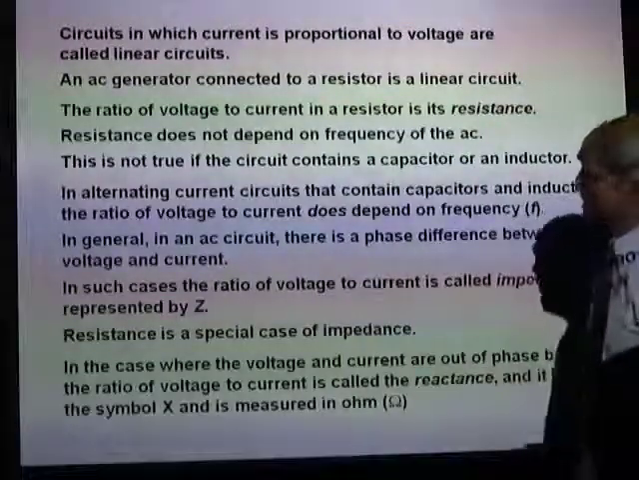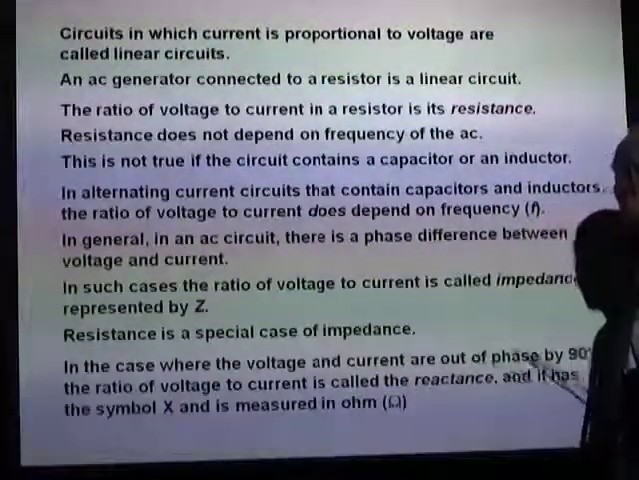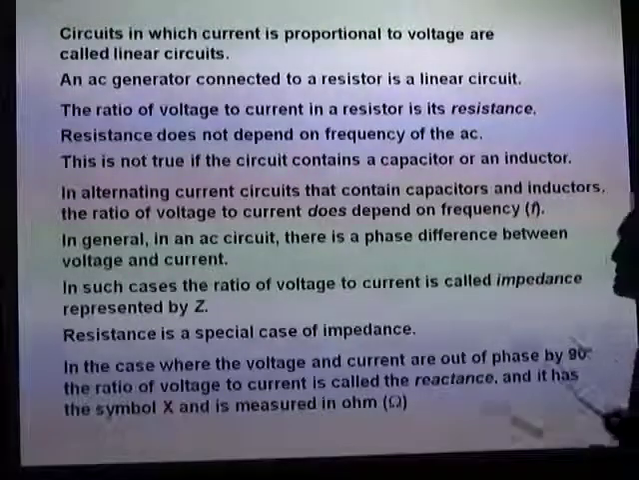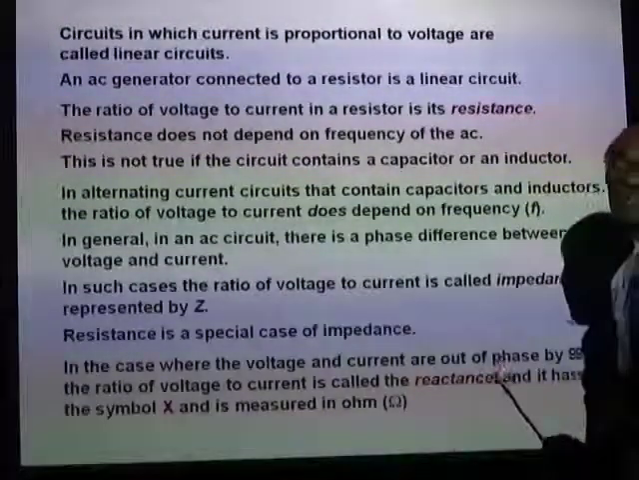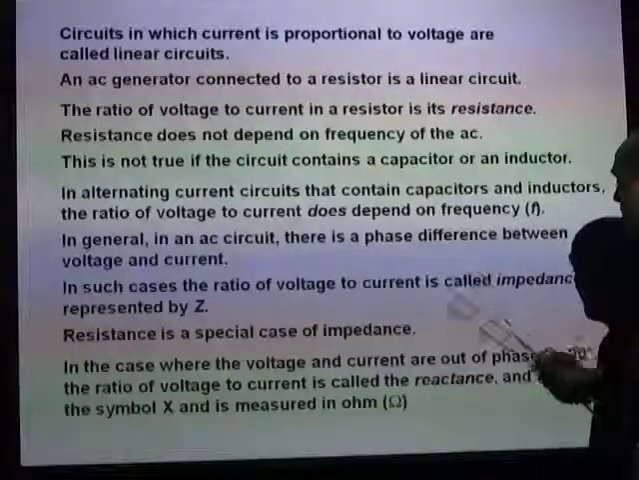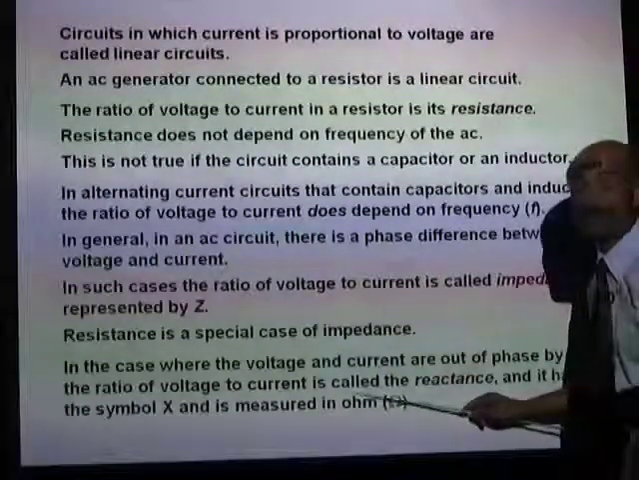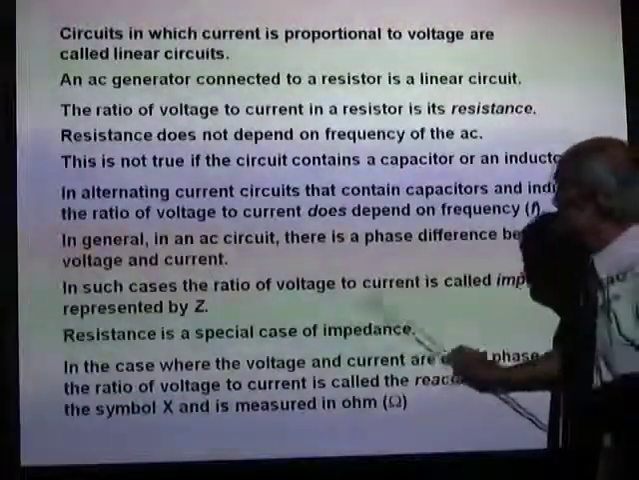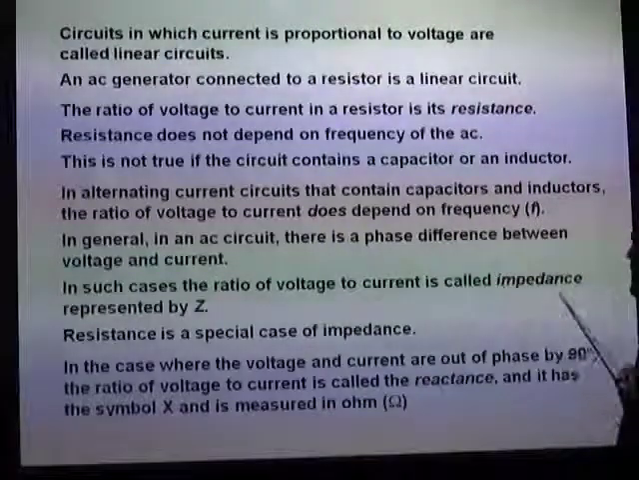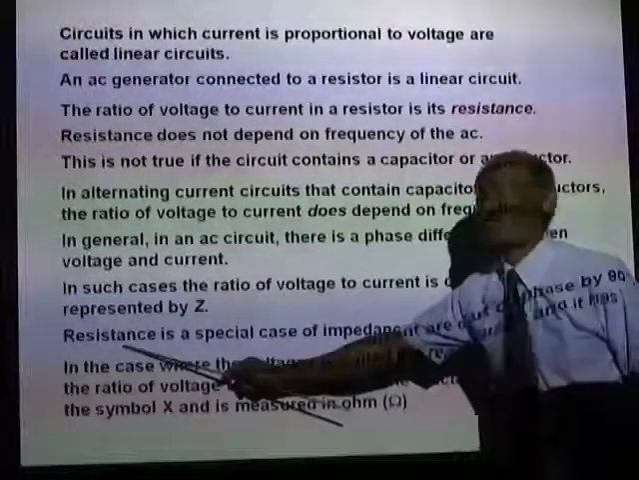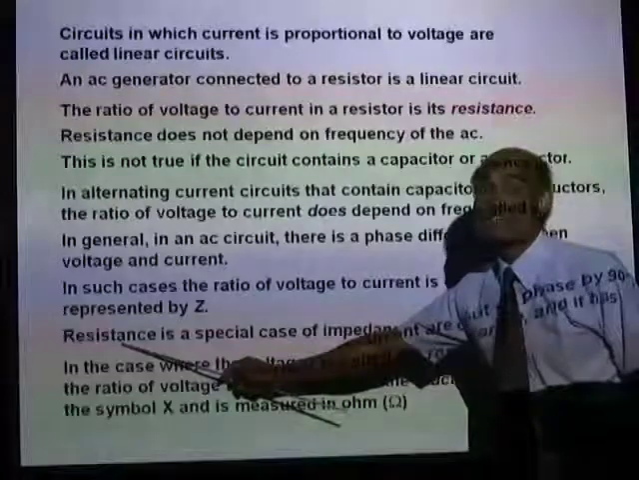In the case where the voltage and current are out of phase by 90 degrees, this is a particular case again. Now, there are two particular cases we are discussing. Where the phase difference is 0, that impedance is called the resistance. And that is the case of the resistor.